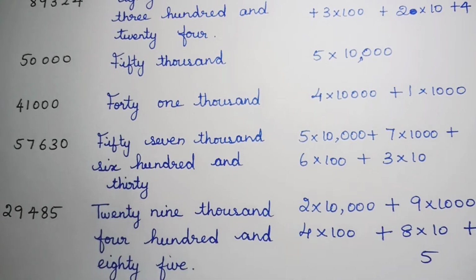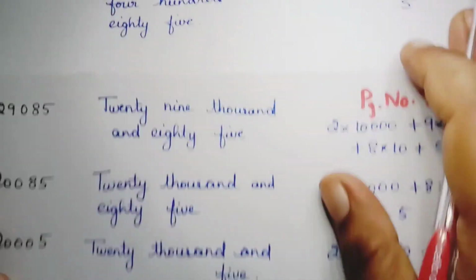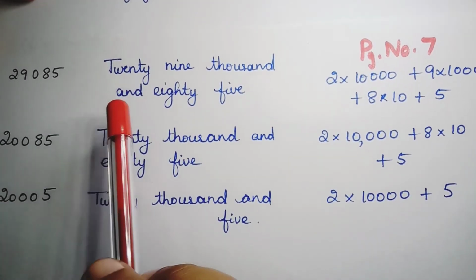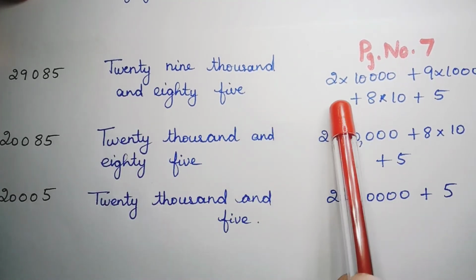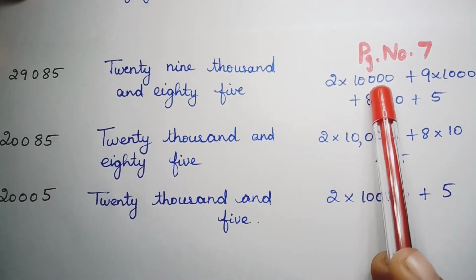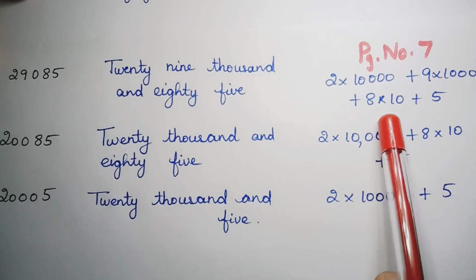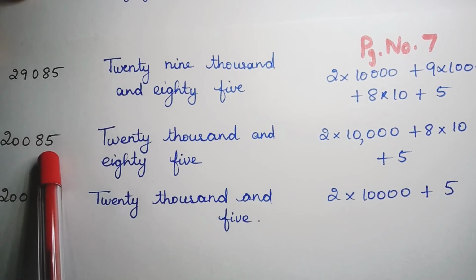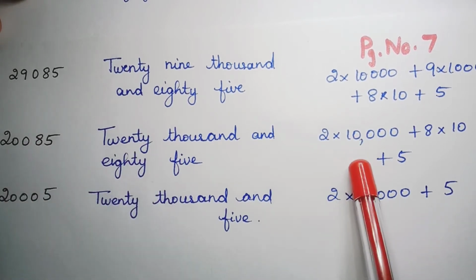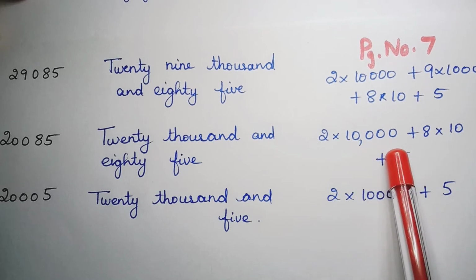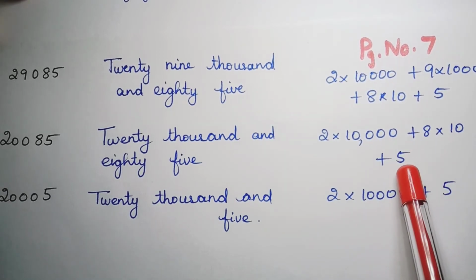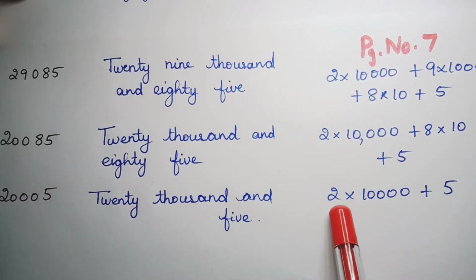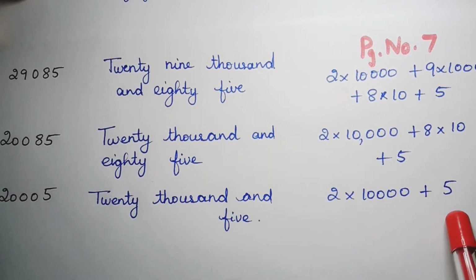plus 5. Okay, so the next question is 29,085. When you expand, it is 2 into 10,000 plus 9 into 1000 plus 8 into 10 plus 5. So the next number is 20,085. When you expand this, it is 2 into 10,000 plus 8 into 10 plus 5. The last number is 20,005. It's written as 2 into 10,000 plus 5.